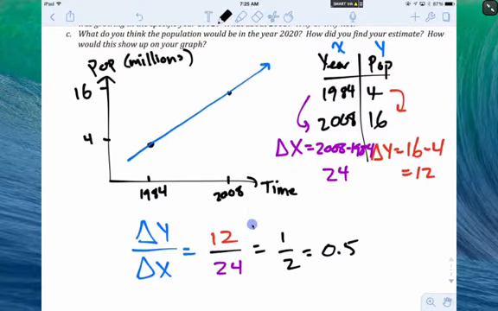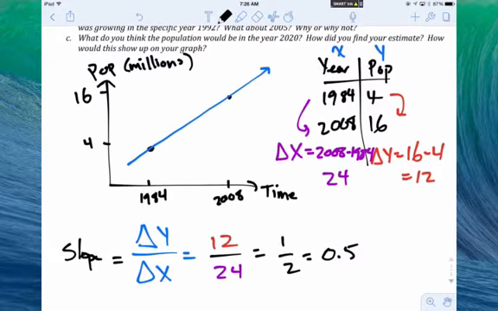And so we have now found the slope of that blue line that we sketched on our graph, and we have found that average rate of change. And you could even use that to create an equation if you wanted.